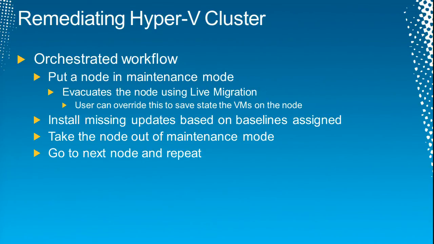Once maintenance mode succeeds and the VMs are all live migrated off, we go ahead and send down the patches that are explicit to the baseline that you've told us you want on that box. We do only what you have told us to do. And once that's done, we take the node out of maintenance mode, we check the cluster service, make sure everything's okay, and we move to the second node. And we repeat the same process until we go to the very end and we finish the last one.